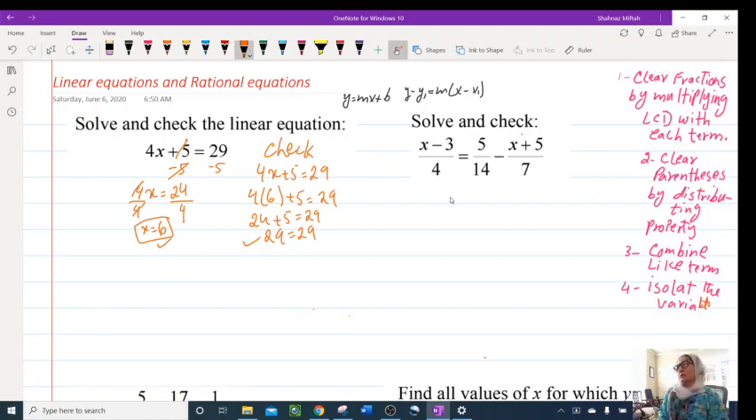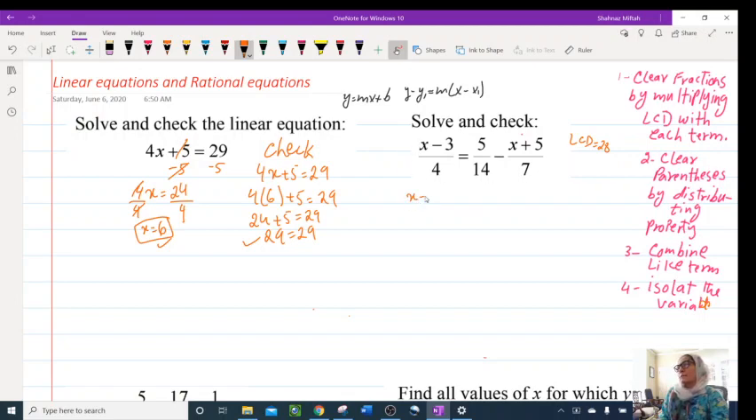Let's go back to the rational equation. How do we solve them? Clear fractions by multiplying by the least common denominator. So you have to find the least common denominator. We have 4, 14, and 7. My least common denominator in this case is going to be 28. So I'm just going to write here, least common denominator is equal to 28. Now multiply 28 with each term.